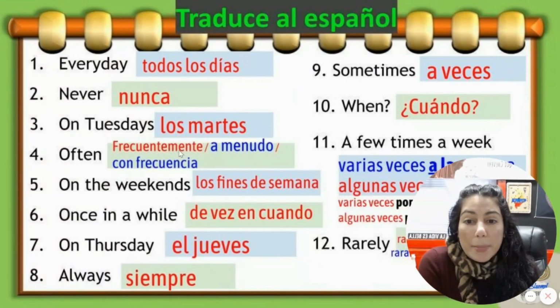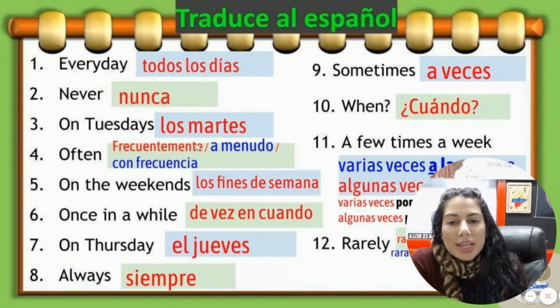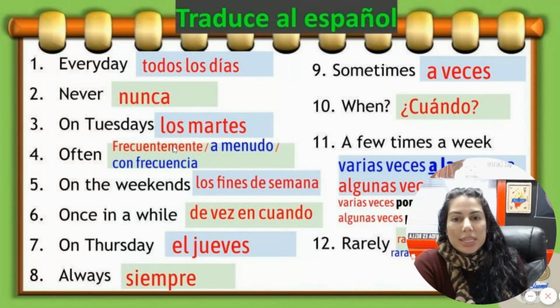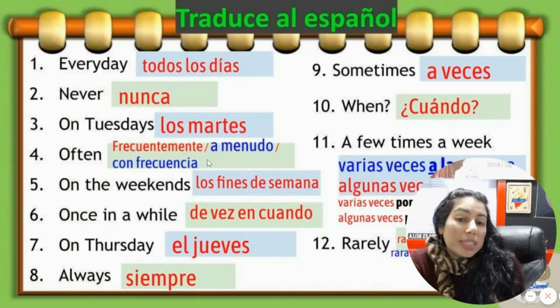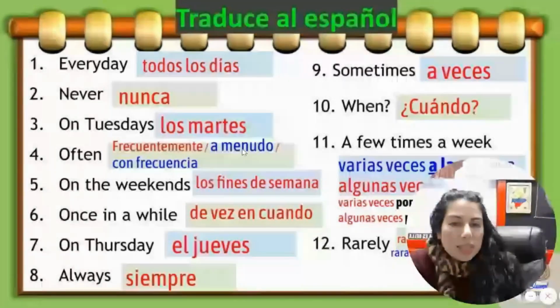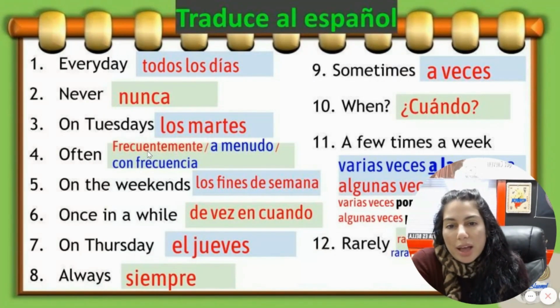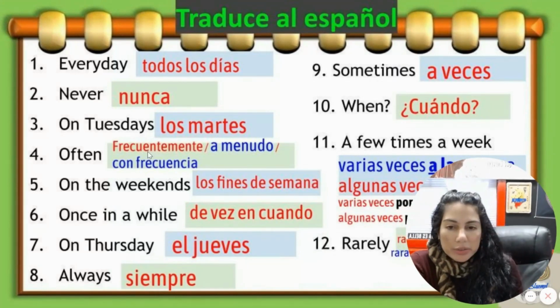Often, there are three words you can use. One is frecuentemente, which means also frequently in English. So that mente is the equivalent to ly in English, like when you say frequently, and you put the ly to make the adverb. So you can say frecuentemente, or you can say a menudo, or con frecuencia. So either one of those means often. So if you want to say voy a la escuela con frecuencia, I go to school often, or whatever.